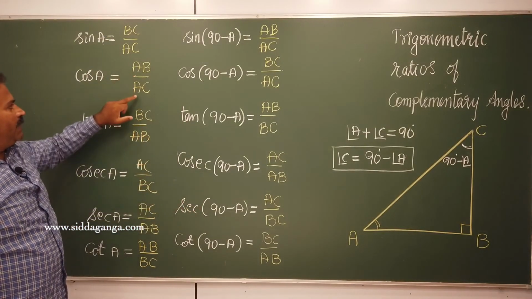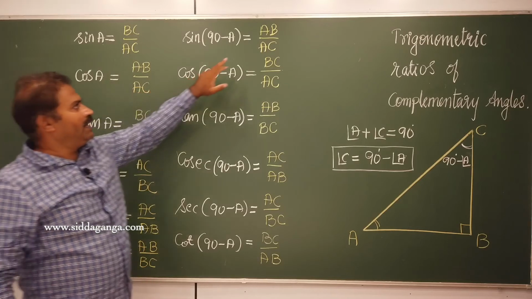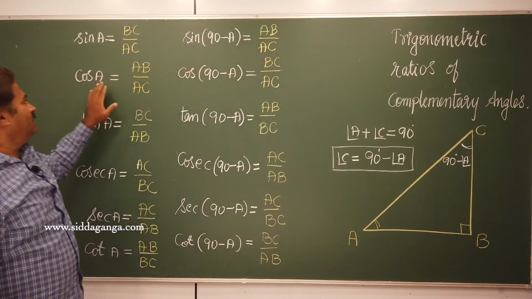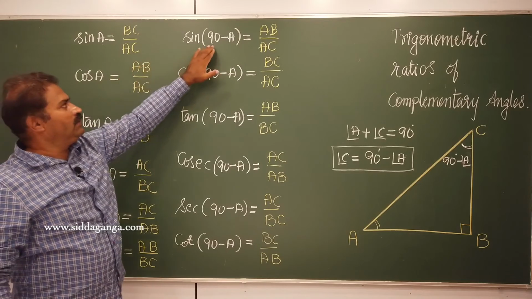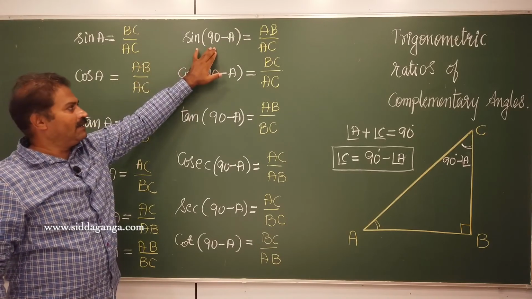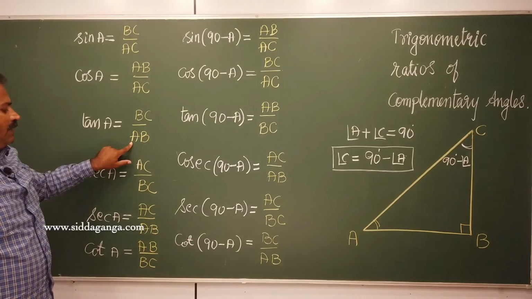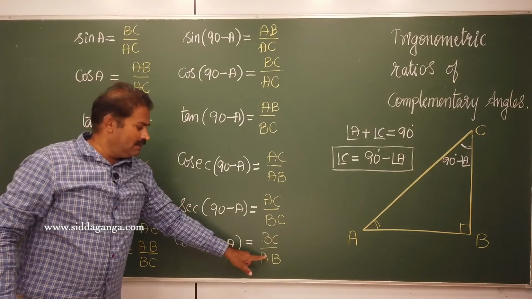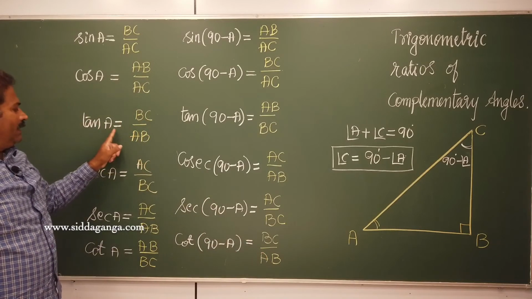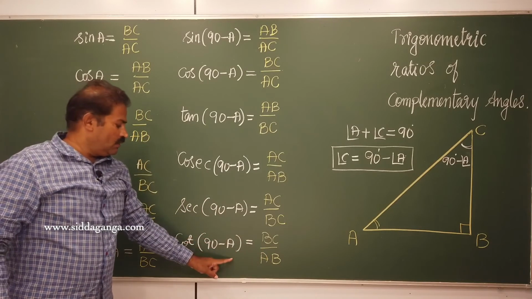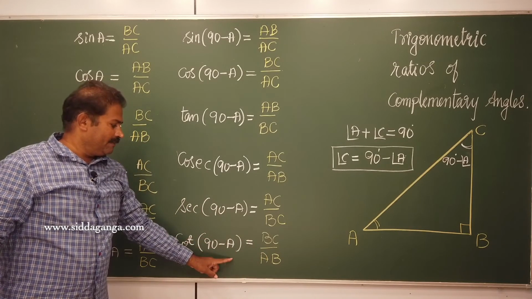Now we have AB by AC here. Where is AB by AC? Here. So you can relate cos A is equal to sin(90 minus A). And here you have BC by AB. Where is BC by AB? BC by AB is here. So you can relate tan A to cot(90 minus A).